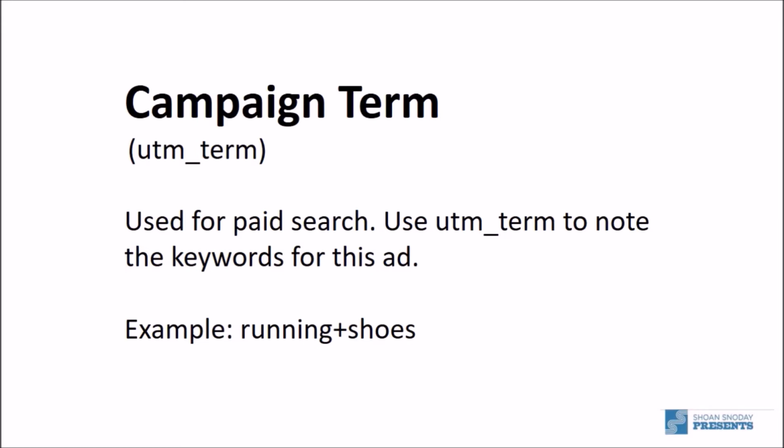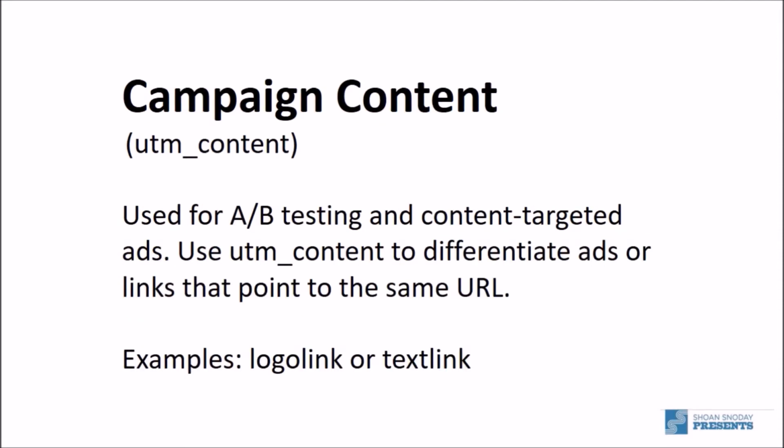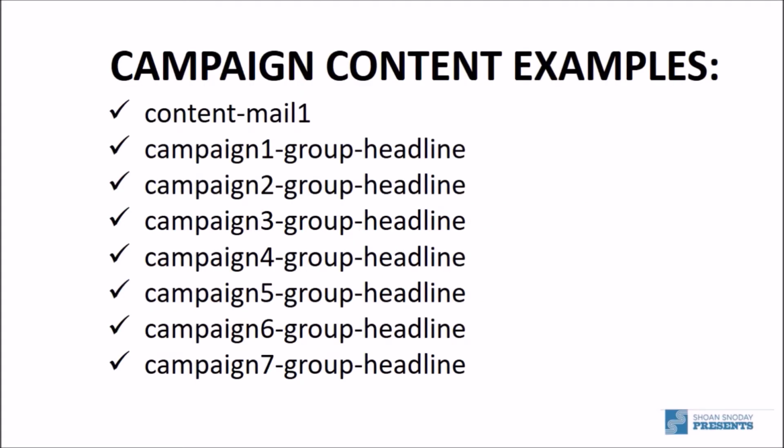So I'm going to show you how I use underscores for the UTMs. I use plus signs, and then I use dashes, or what you might call hyphens, for another part of the link, okay? And that's going to come up here. Now the campaign content, again, is used for A/B testing, a way to differentiate ads. It might be a logo or a text link. And then the next thing we're going to go over is some examples.